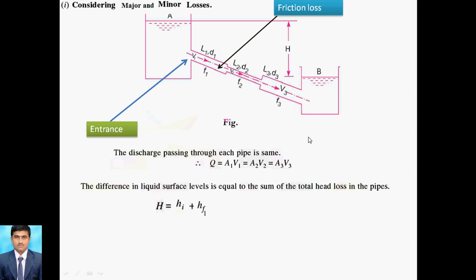Similarly, then the water enters the second pipe. At that time the larger diameter is converted into a smaller diameter.